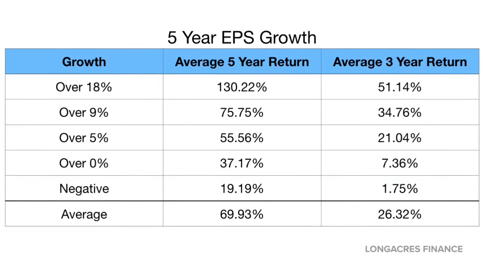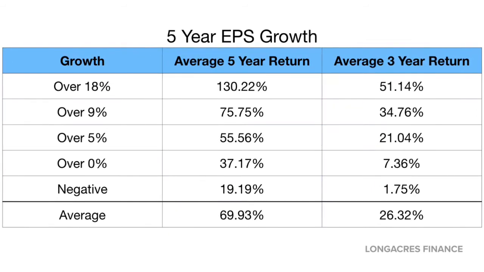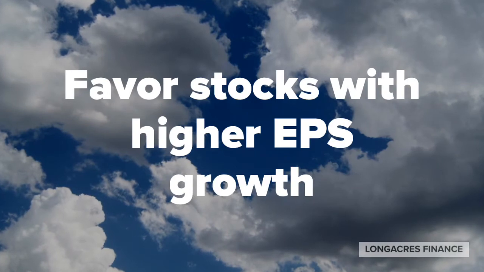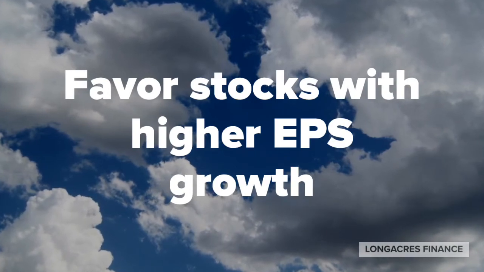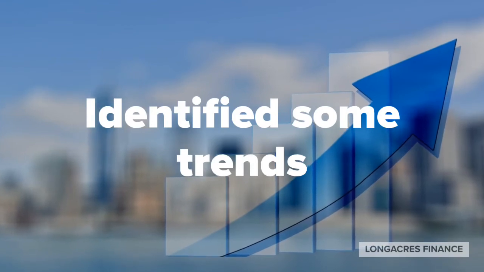Similar to dividend and revenue growth, stocks with higher earnings per share growth tended to have higher total returns. Based on this trend, I will want my final screener to favor stocks with higher earnings per share growth. Now that we've gone through all 9 metrics and identified some trends, what do we do with all this information?